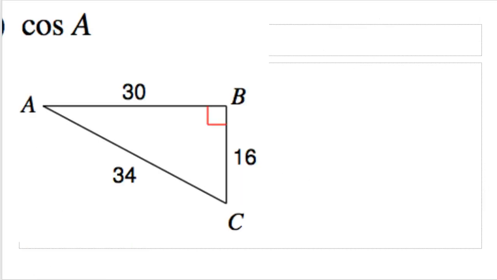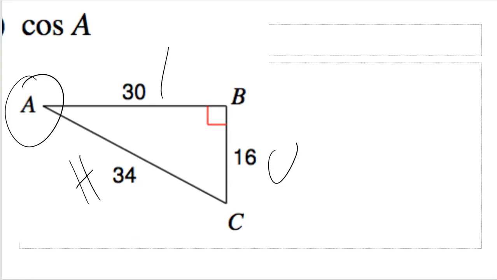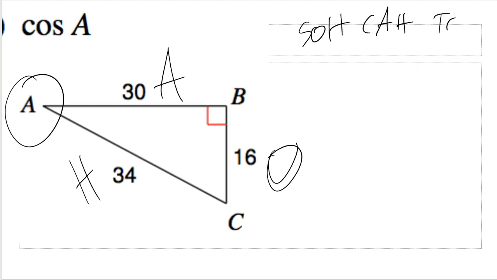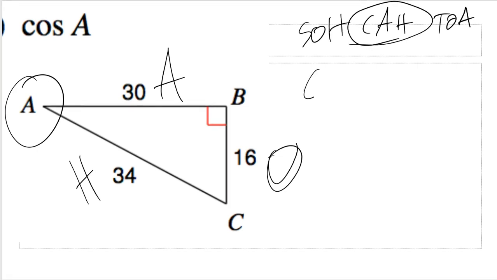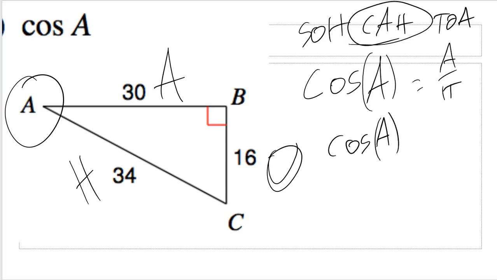Alright, same thing. I'm going to circle A. This is always my H, this is my O, and this is my A. So once again, SOHCAHTOA. Cosine of A: cosine is A over H. Let me find those letters. A is 30, and H is 34.